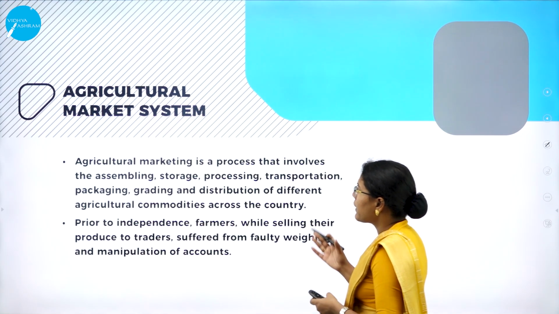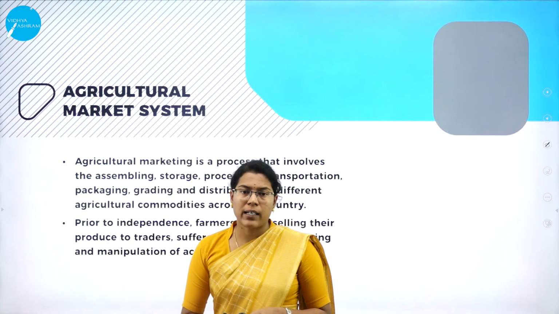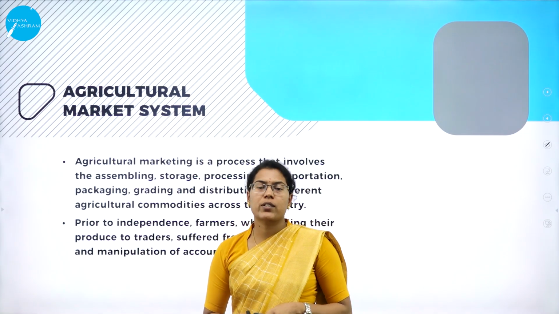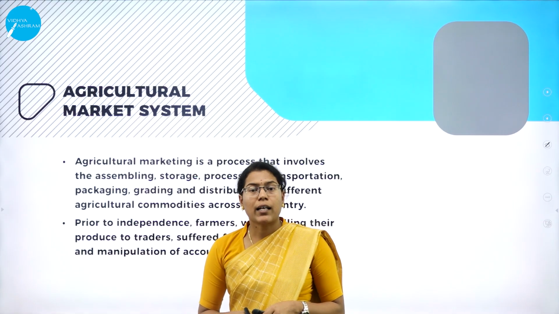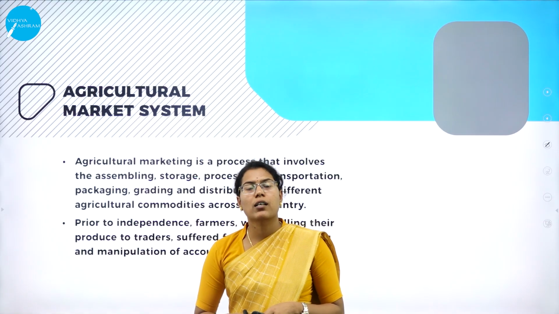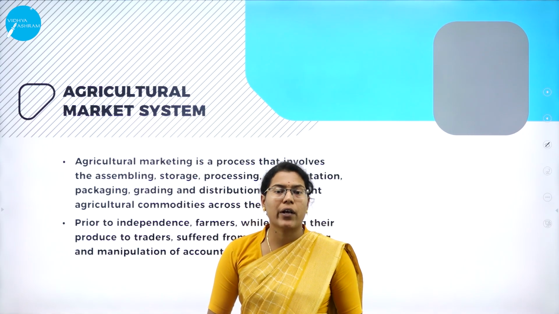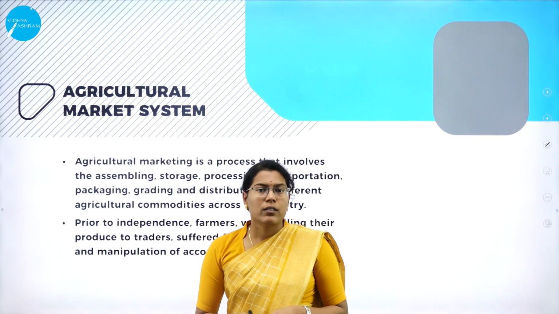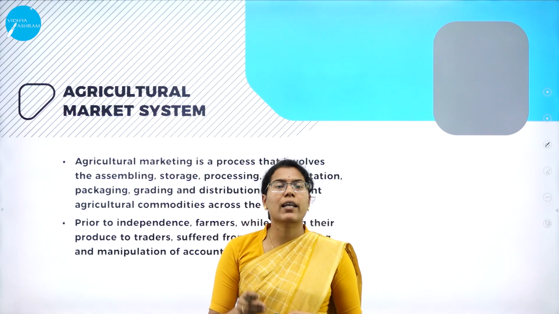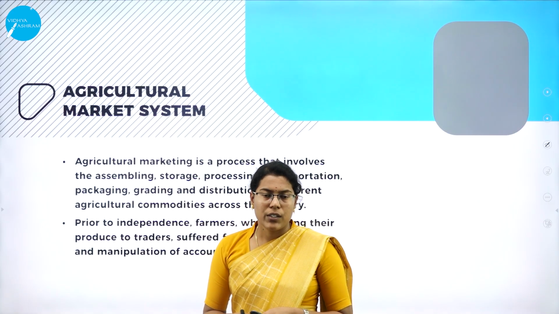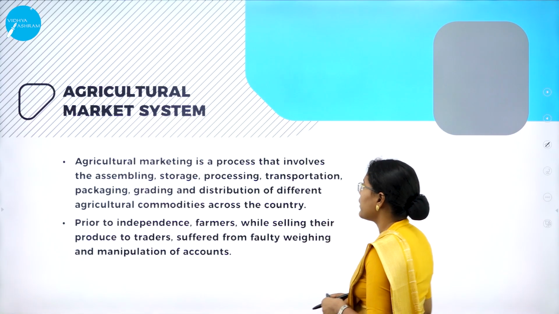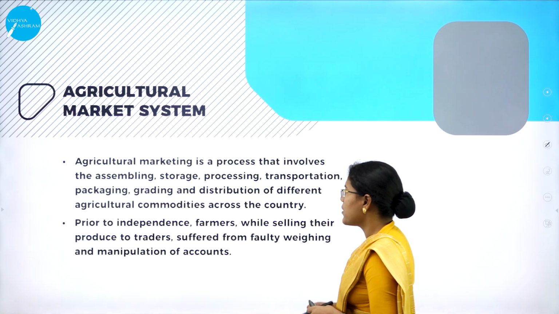Moving forward, let us see how the agricultural market system was in rural areas. In earlier days, especially post-independence, the farmers, that too small and marginal farmers, used to sell their produce to the traders at a very cheap rate. But now, we have a regulated market system in the country. So let us see how the rural marketing system was in earlier days and how it is now.